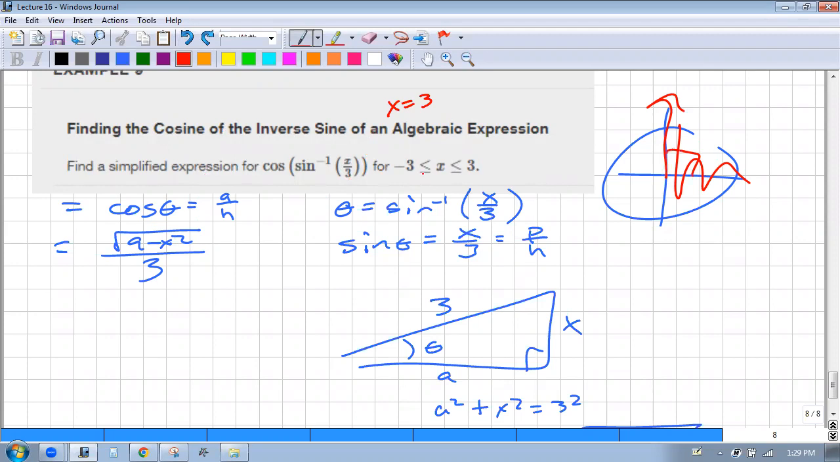So just test out a number. If you plug this in, 3 over 3 is 1. Sine inverse of 1. Well, here is the y coordinate 1. So sine inverse of that would be pi over 2. Cosine of pi over 2 is the x coordinate there, which is 0. So if I plug in a 3, I should get 0. Is this the right answer? Well, if I plug in a 3, I get 0. I just picked a test point that was an easy one for me to do in my head to check my work. We do that in algebra all the time.